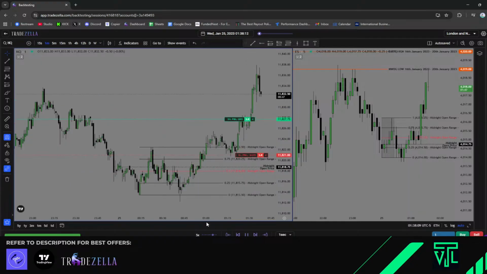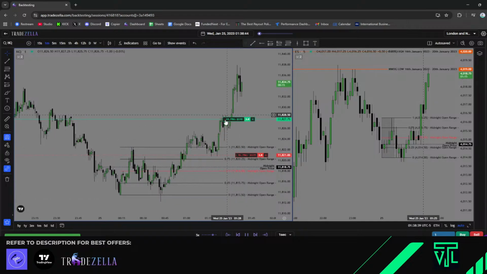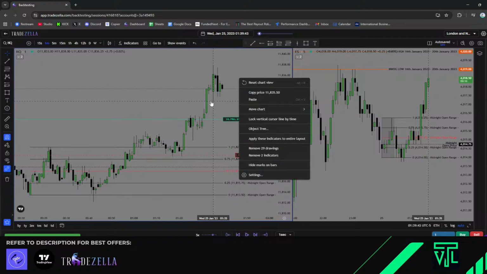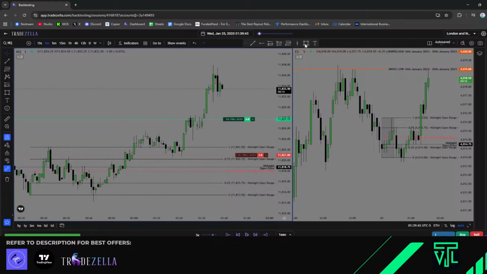So 138 now. ICT teaches that the opening range for London session is basically from 1:30 to 2 a.m. and you can use the first presented fair value gap in that range to read price action. I don't know why it does not allow you to draw while playing.